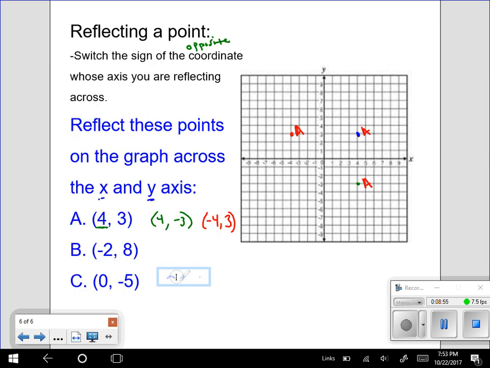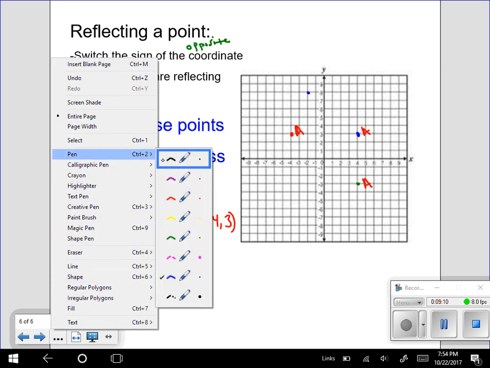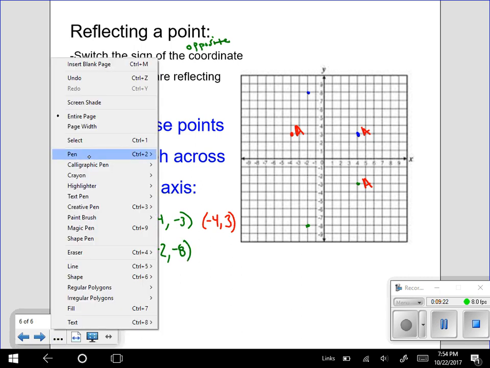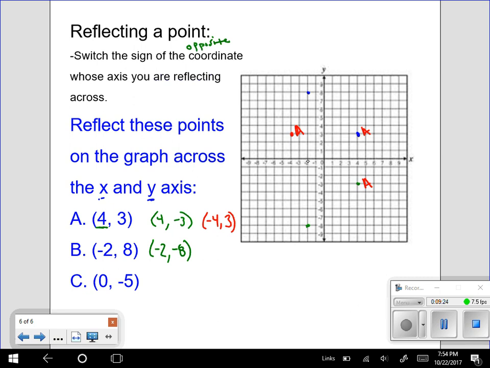Okay, so let's try B. If I plot B, I have -2, 8. All right, so there it is. If I go ahead and reflect this across the x-axis, I'm going to stay at -2, but now I'm going to be at -2, -8. And the y-axis, I'm still going to be at 8, but instead of -2, I'm going to be at +2. So those are all my B points.